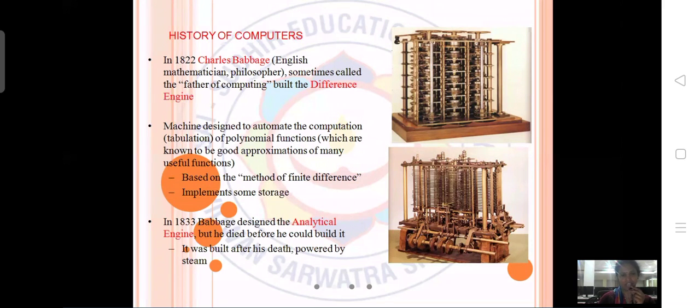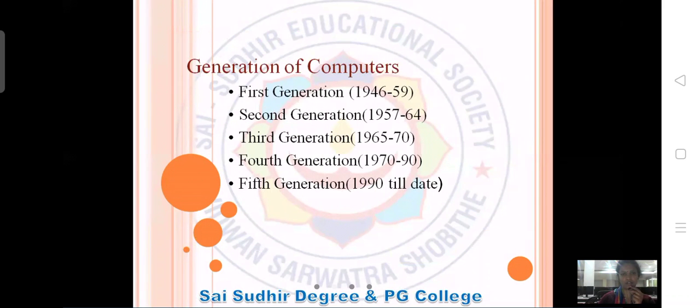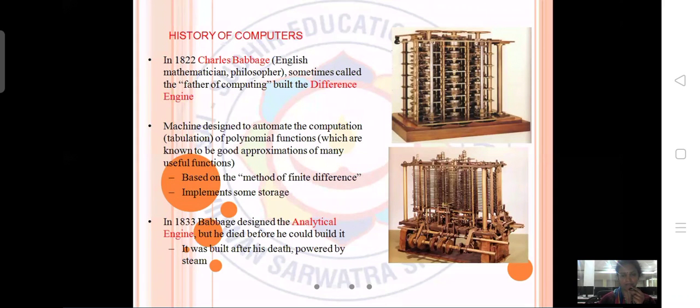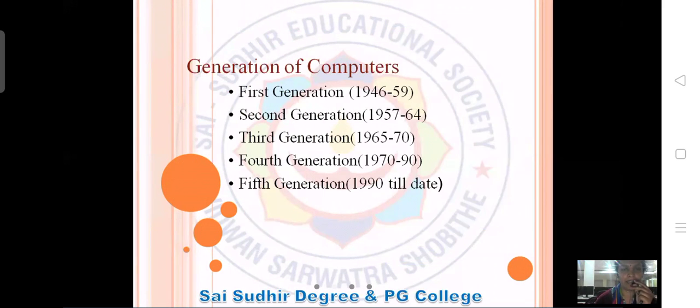So after this we have different types of computers, different generations. Then comes the generation of computers. After this, Charles Babbage gave just a prototype kind of thing, so that everyone came to build the real thing, and they started building it. The actual computer came up in 1946 to 59. So this is nothing but the first generation of computers.